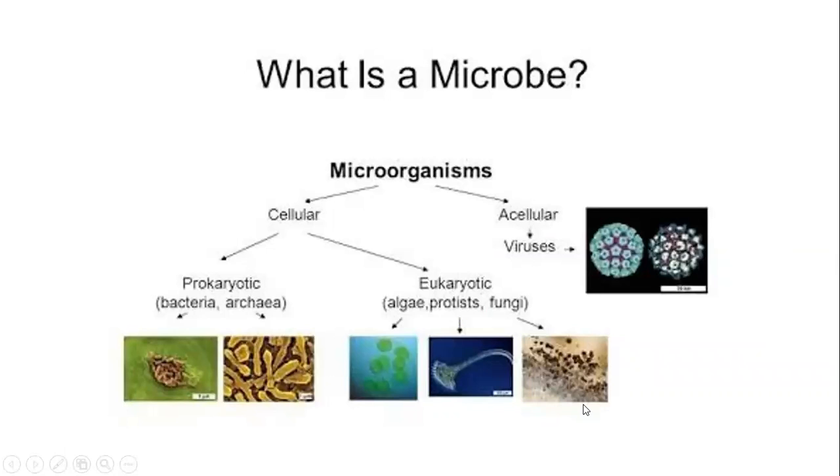Now, what is a microbe? A microbe is a microscopic organism, the smallest form of life. It can be classified into two categories: cellular and acellular. The cellular category is further divided into prokaryotic and eukaryotic groups. In the prokaryotic group, bacteria and archaea are there, and in the eukaryotic group, some microscopic algae, protists, and fungi are there. In the acellular group, there are viruses, virusoids, or some prions.